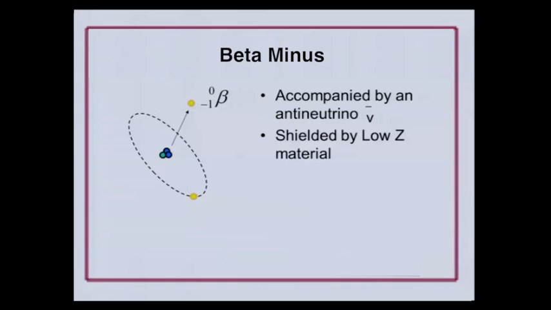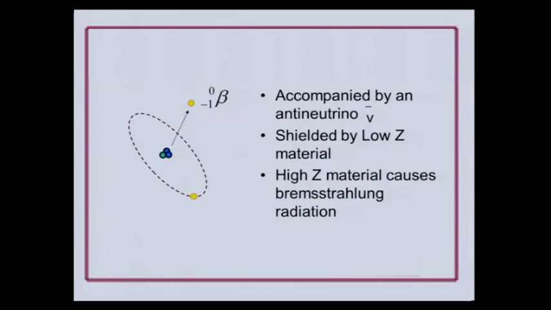The thing to know also is that a beta minus is shielded by low Z material. A higher Z material is not desirable because of an effect that is called bremsstrahlung. And describing bremsstrahlung, what we need to understand is this, that it only will exist.